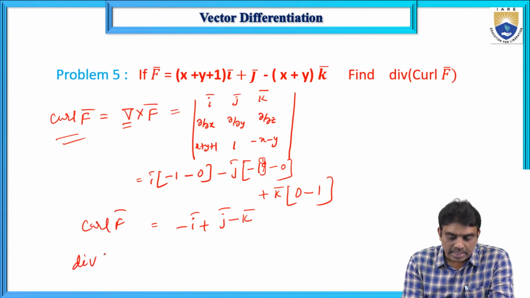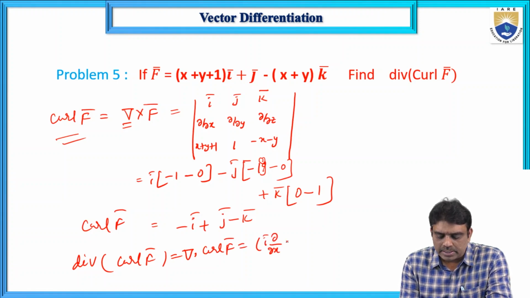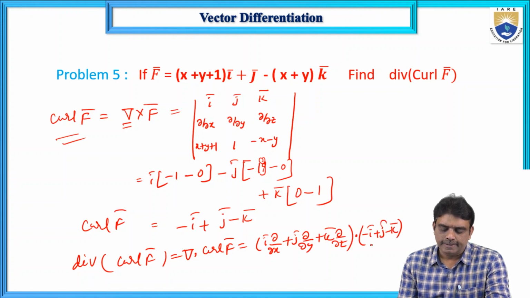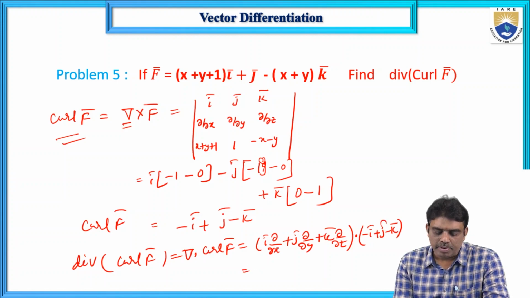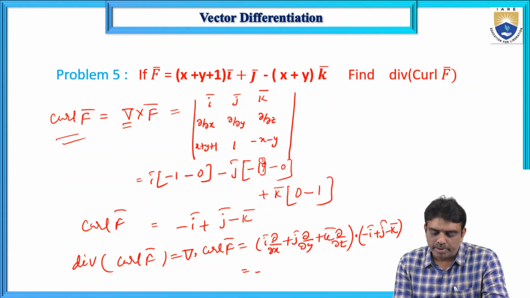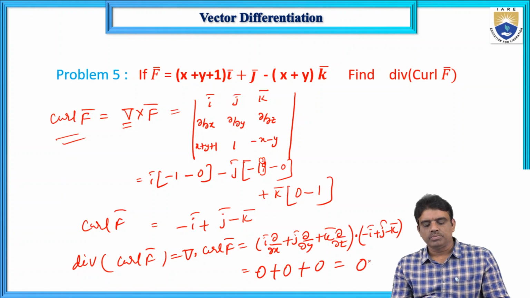Now what we have to calculate is div curl F bar. Div curl F bar means del dot curl F bar. Del dot curl F bar means i bar dou by dou x plus j bar dou by dou y plus k bar dou by dou z, the dot product with minus i bar plus j bar minus k bar. So i bar dot i bar is 1, so that is dou by dou x of this one, constant 0, dou by dou y of constant 0. So this value is equal to 0.